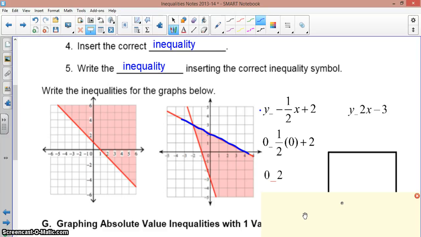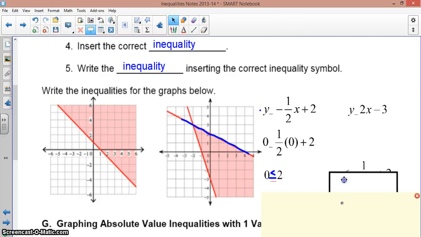Well, what inequality needs to be in here? Well, 0 is less than 2, and since I have a solid line here, I would need less than or equal to 2. So that gives me the inequality. y is less than or equal to negative 1/2 x plus 2. Alright, so that's how you kind of have to do that.